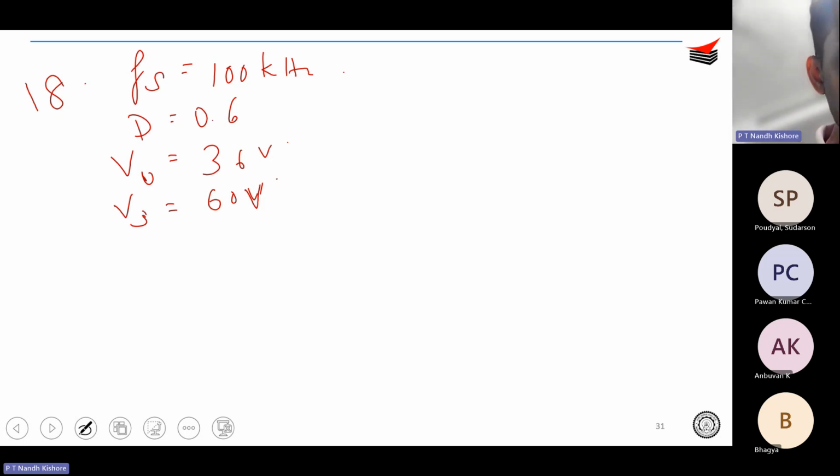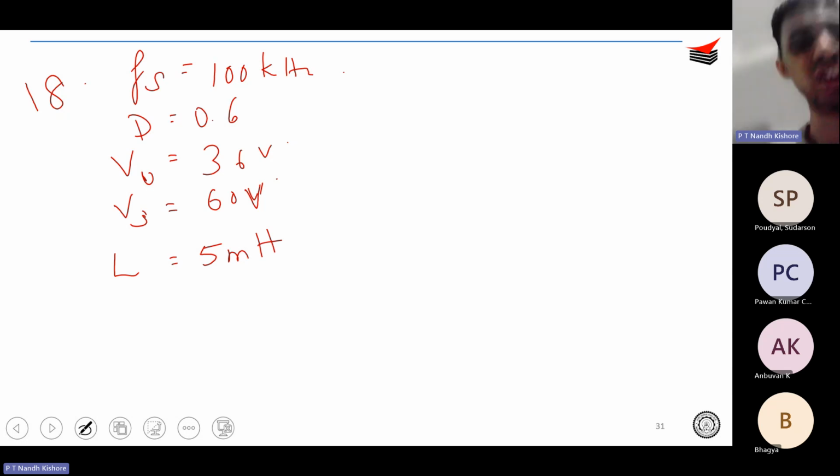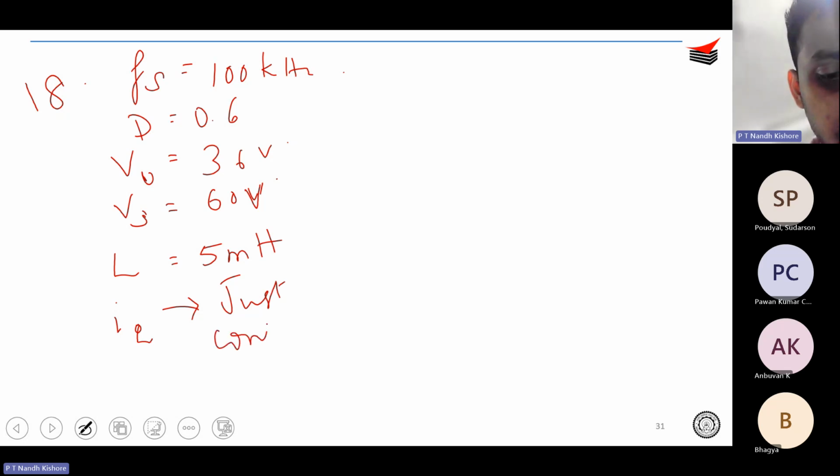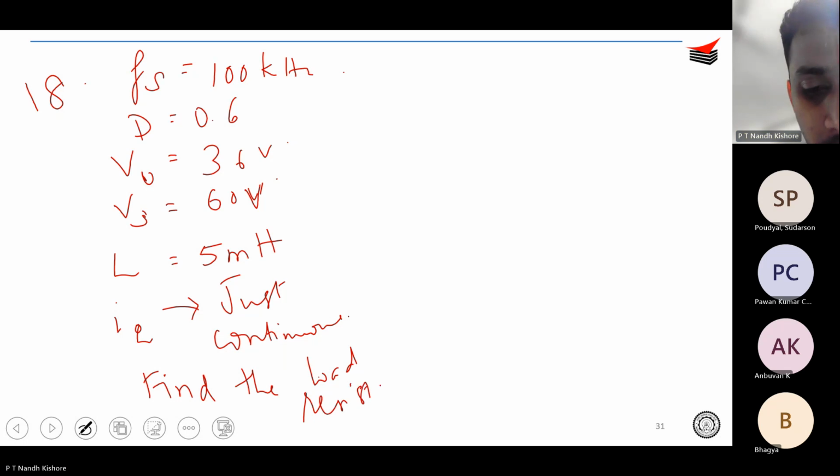The buck converter features an inductor. The inductor of the buck converter is specified to be 5 millihenries, and the inductor current is just continuous. Find out the load resistance. You got the question?